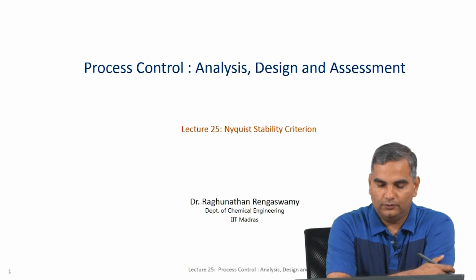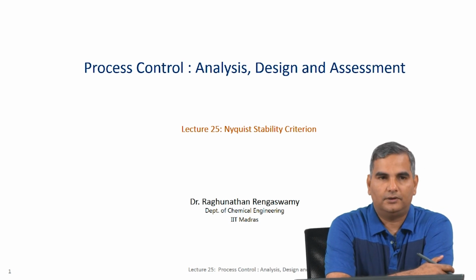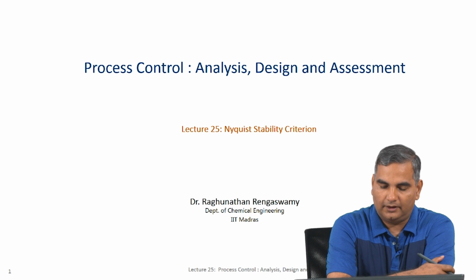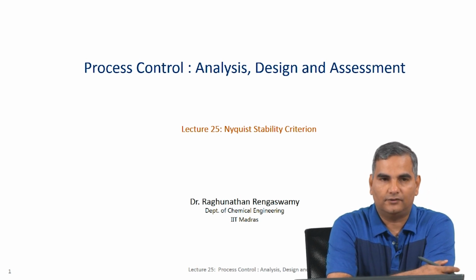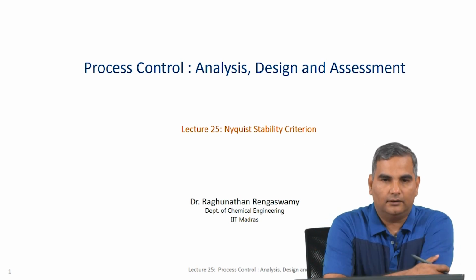Let us continue with our 25th lecture on the process control course. We have been talking about the Nyquist stability criterion and how we understand stability of time delay systems. We started doing this because the things that we have learned in terms of partial fractions and the Routh stability table are not useful anymore.